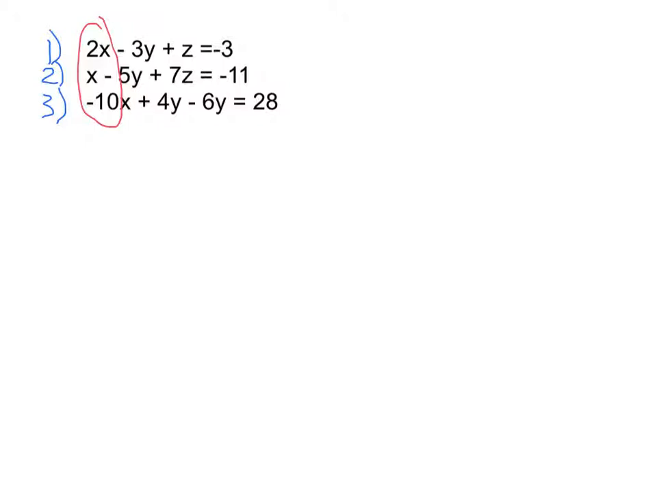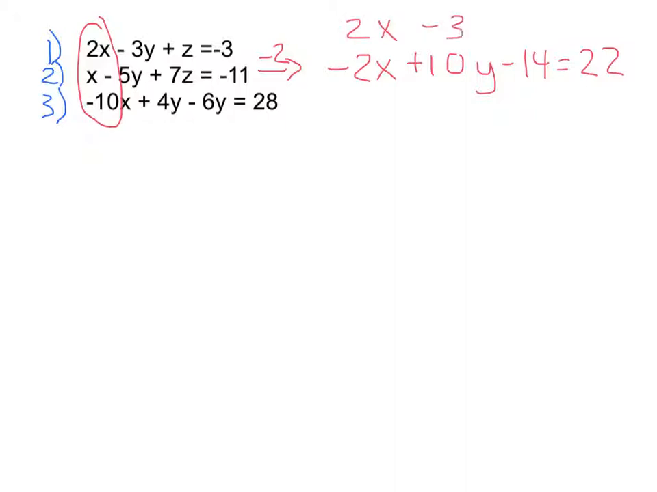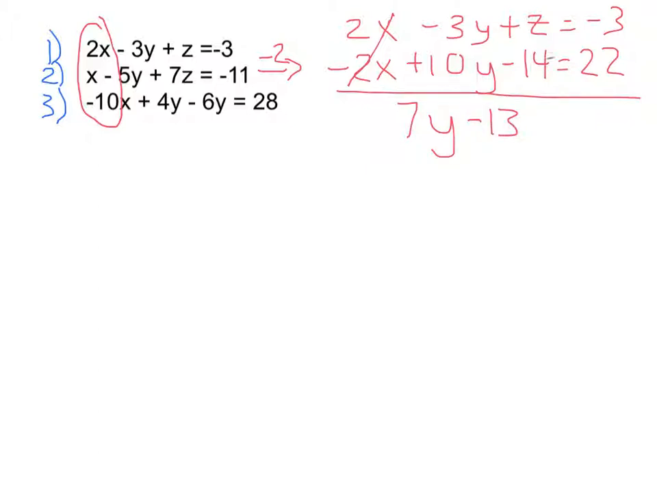So I'm going to focus on equations number 1 and 2 first. I'm going to multiply equation number 2 by -2. When I multiply the whole equation by -2, I have to remember to multiply every single term by -2. The reason why I chose -2 is because the x coefficient in equation number 1 is a +2. So when I combine my 2 equations, the x's cancel out. I'm left with 7y minus 13z equals 19.